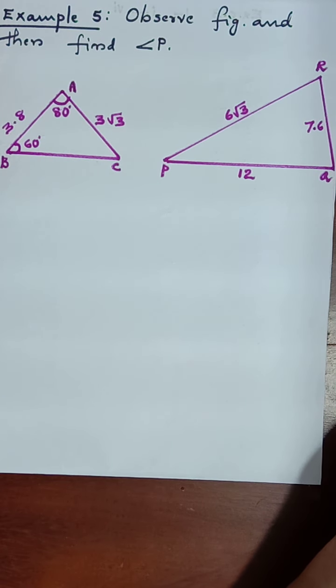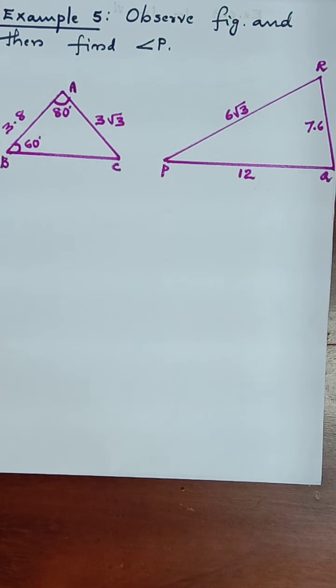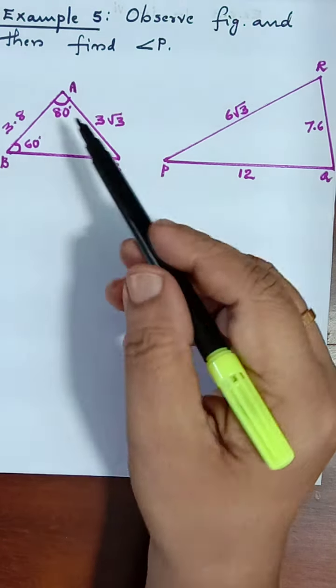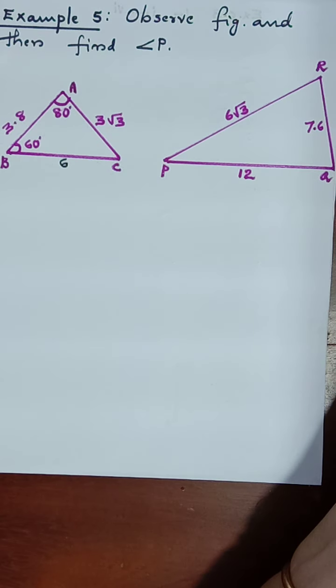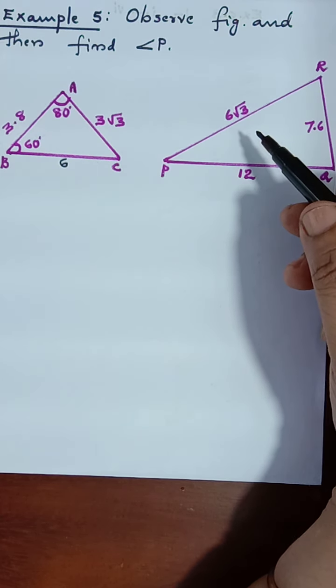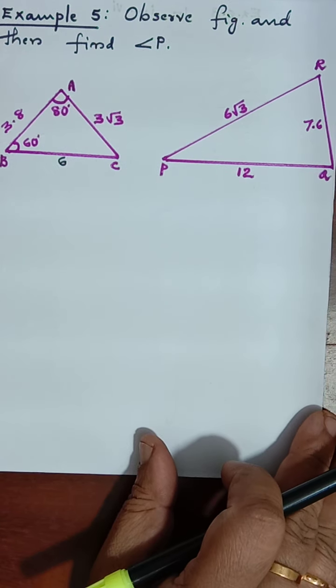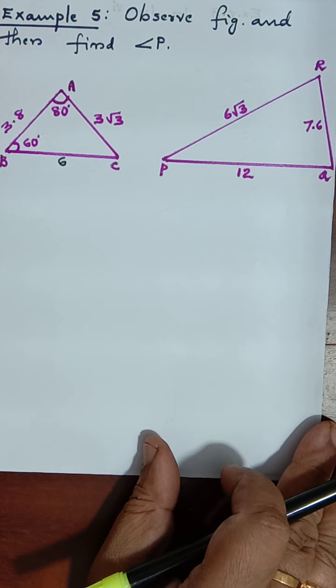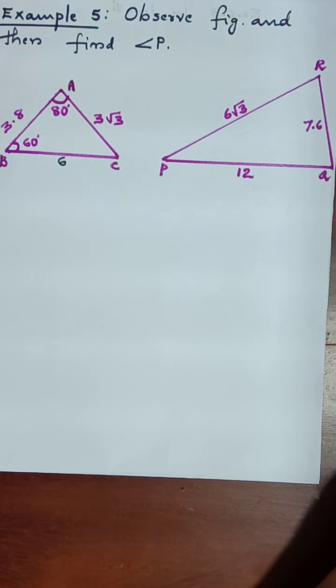First, all the sides are given to us, isn't it? So what are the sides given to us? We are given 3.8, 3 root 3, and this is 6. Okay, 6 is also given to us. Here it is 12, 7.6 and 6 root 3. These are the sides given to us. Let us match the sides and see whether any similarity criterion is there. Here other angles are not there. That is why we don't take a similarity.